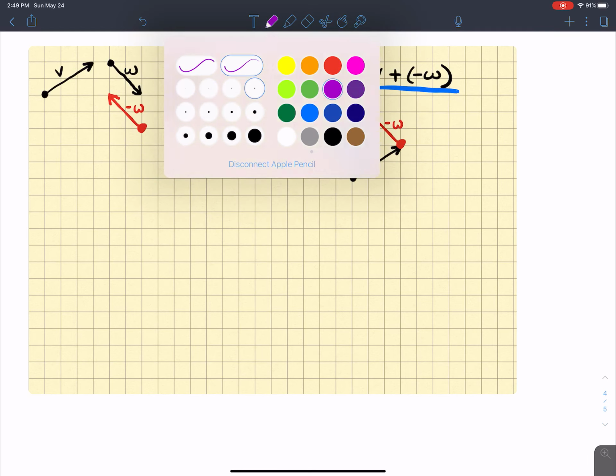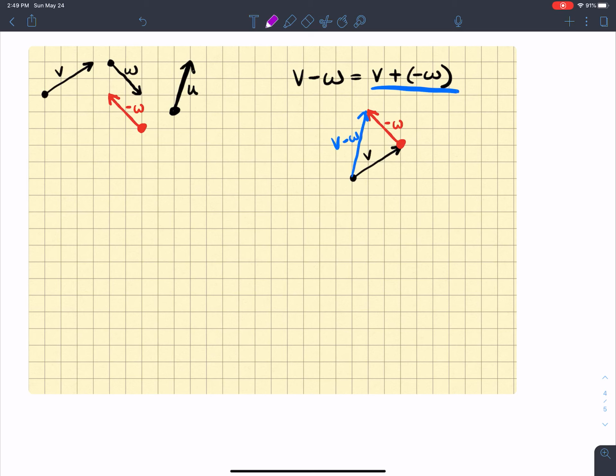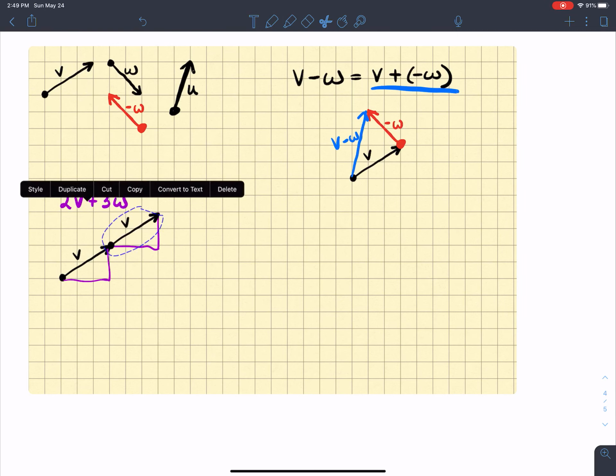Okay, let's do 2v plus 3w. So v is right here. Now what v does is it goes over 3 up 2. Well, to do 2v, I go over 3 up 2 again. So really this is getting stretched out to right there. So let's add in another v to make it 2v. So v plus v, that's 2v, right?